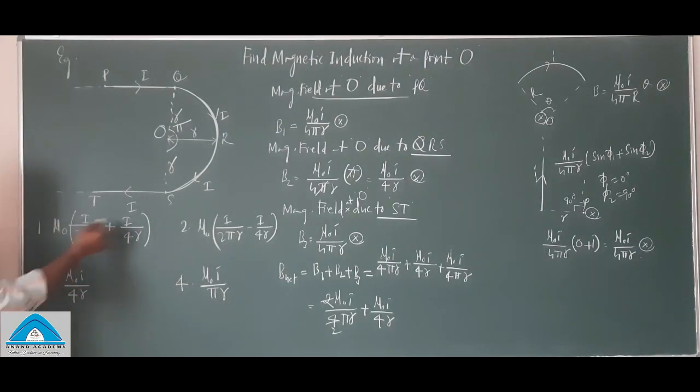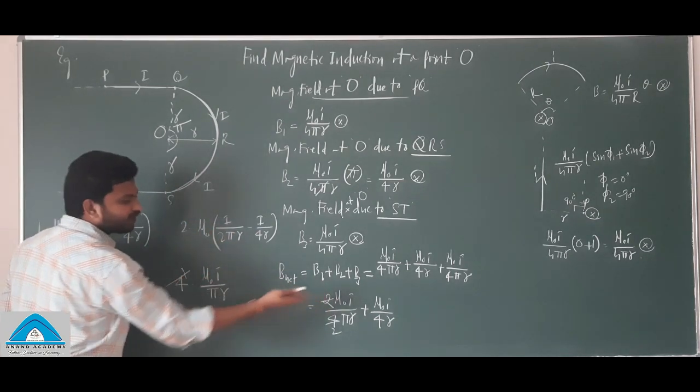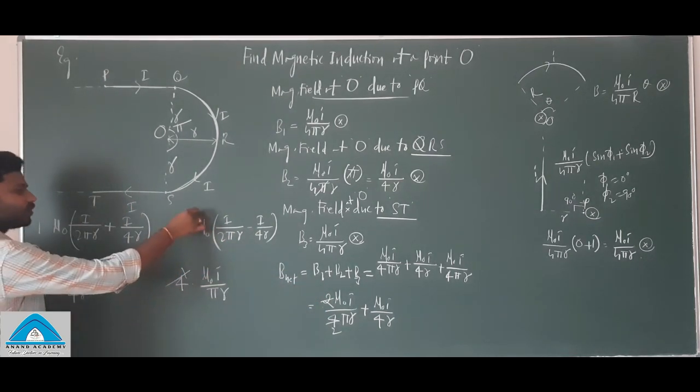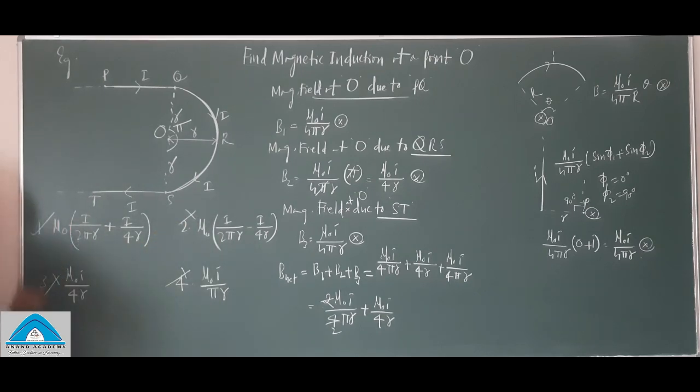There, mu naught is taken common in both the cases. See, obviously these two are wrong. So now we have only these two. And there is no negative symbol there. You can see whatever you take common, so this is also wrong. So the definitely correct option will be this.